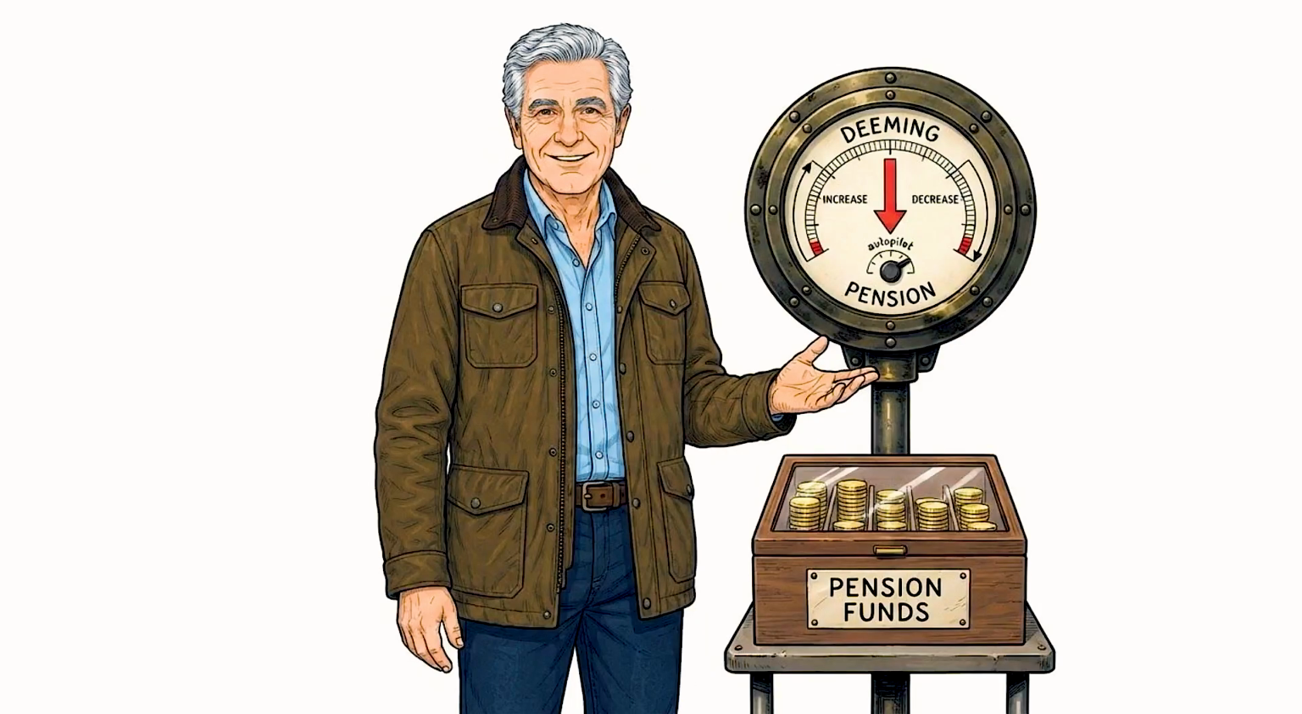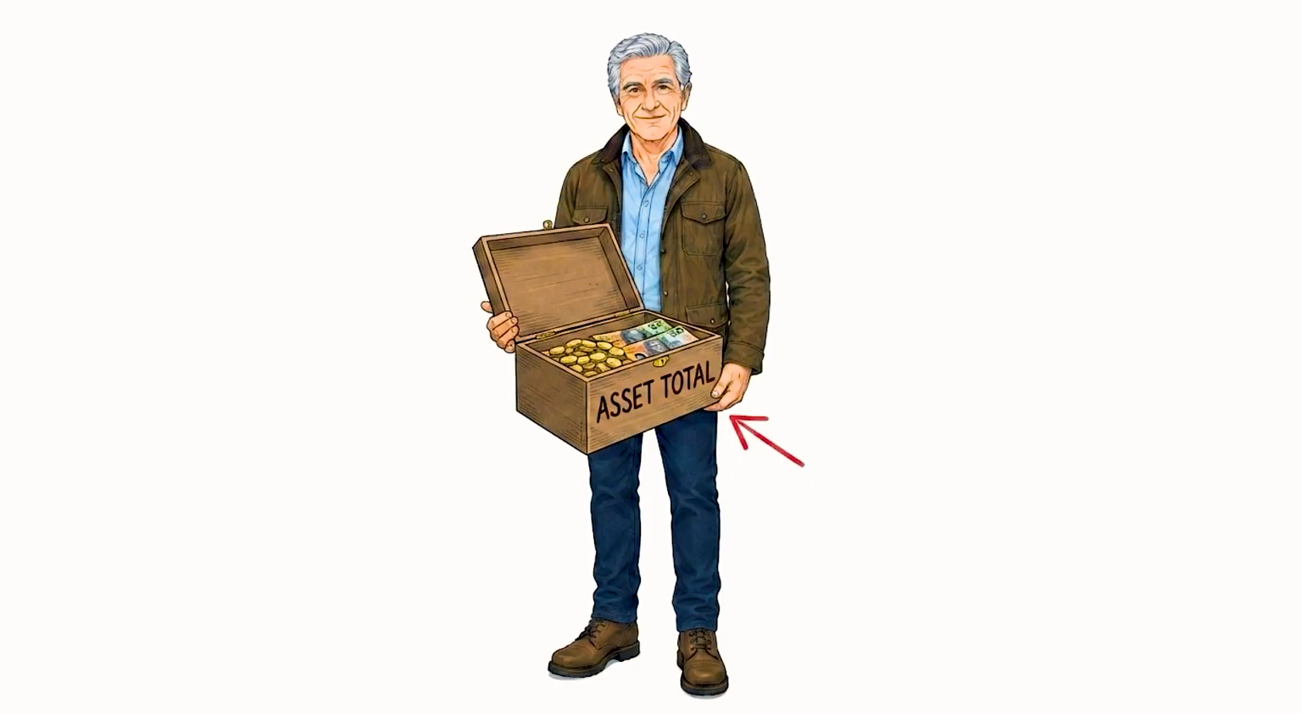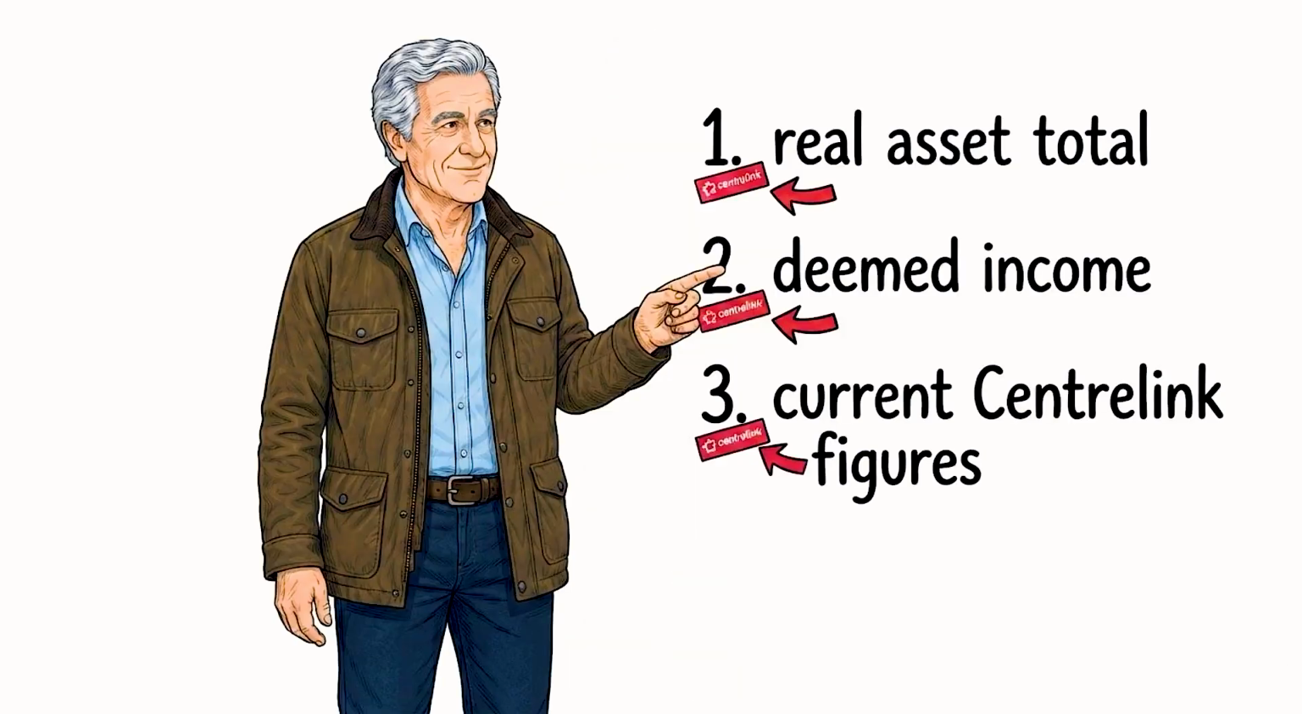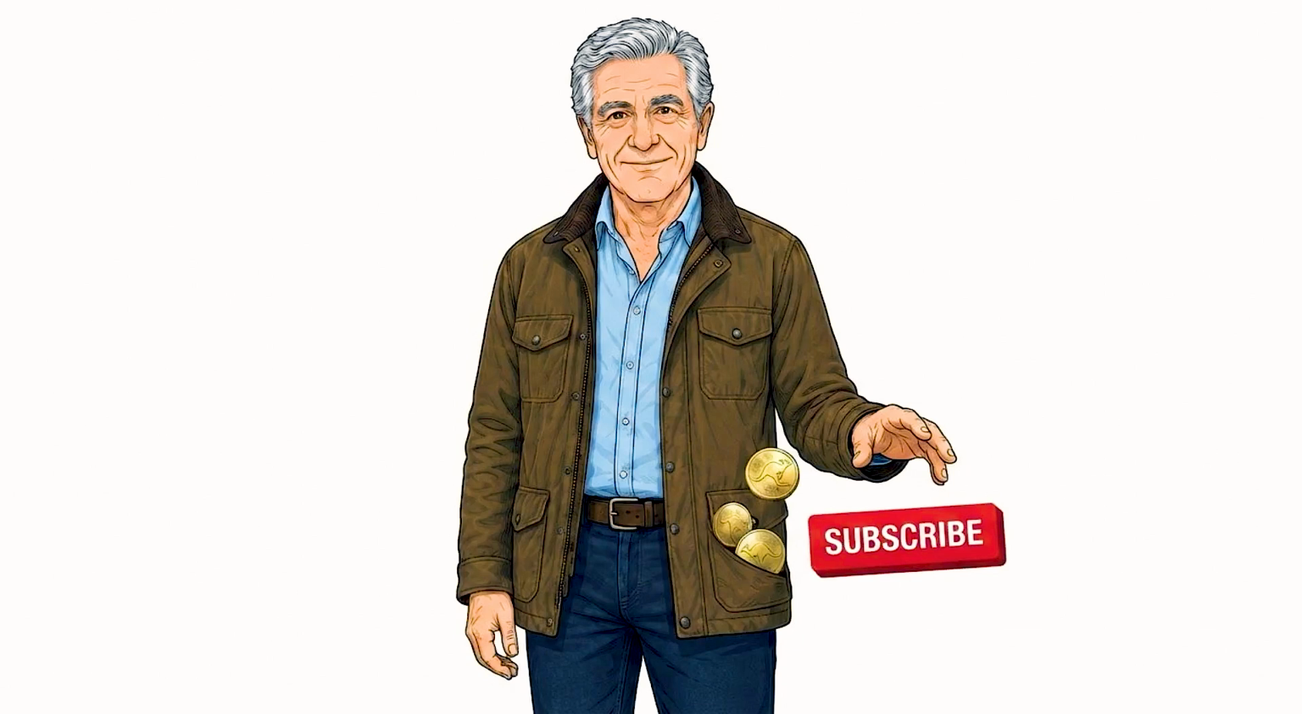Here's the takeaway. Deeming is not there to punish you, but it will quietly reduce your pension if you let a formula run on autopilot against assets it's never actually been asked to look at properly. Margaret's situation is not unusual. It's common, and the fix starts with knowing 3 things: your real asset total, the deemed income Centrelink is calculating on that total, and whether the figures Centrelink holds are actually current. That's it. 3 numbers, 15 minutes of work, potentially real money back in your pocket.